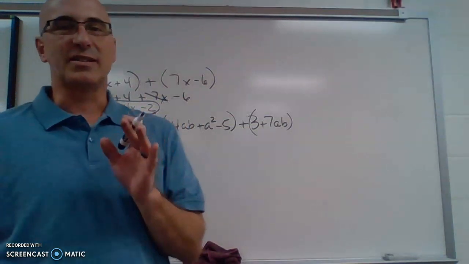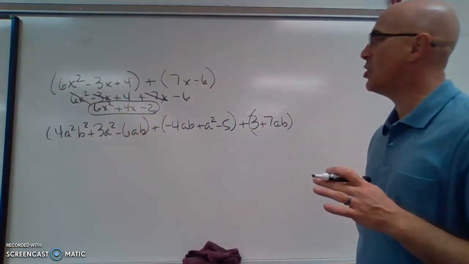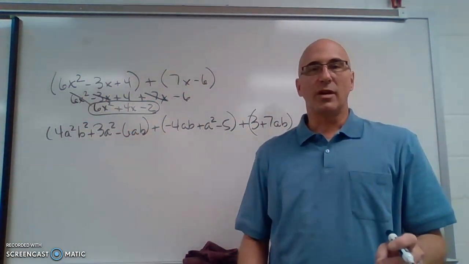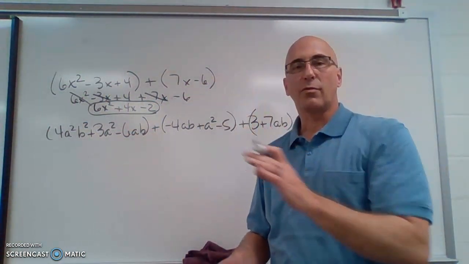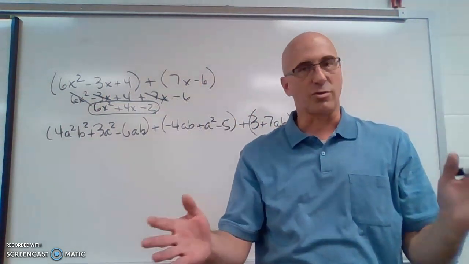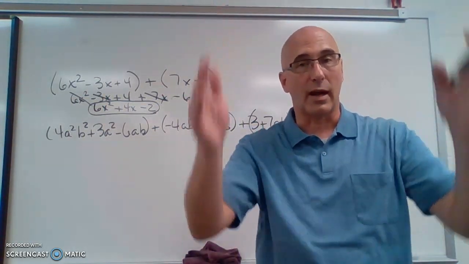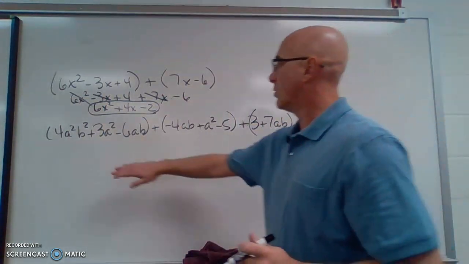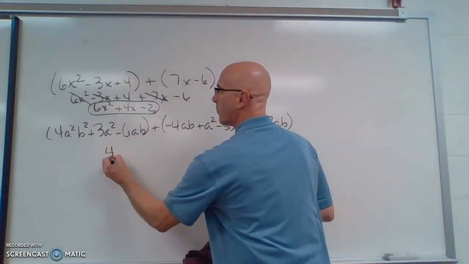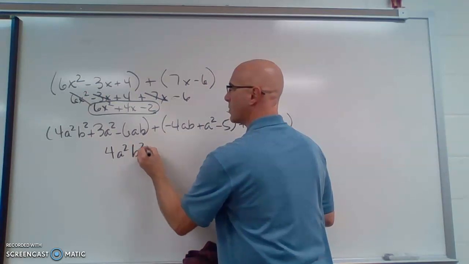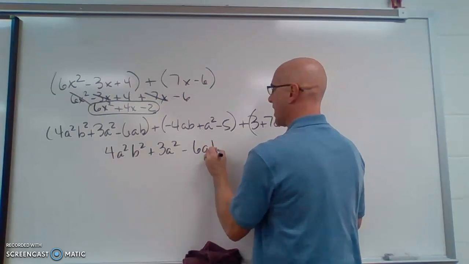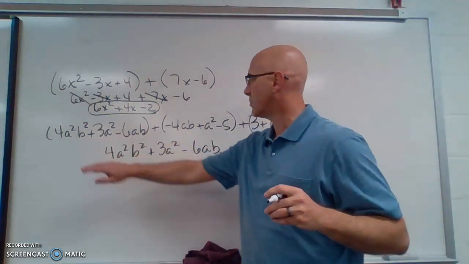Now our second example is pretty huge. It also might make it easier, instead of writing everything from left to right, if we write things vertically, kind of like when we were doing double, triple, quadruple digit adding and subtracting. We want to line things up vertically. So let's start with this first term here and rewrite it: 4a squared b squared plus 3a squared minus 6ab. We're just going to start with that first one.